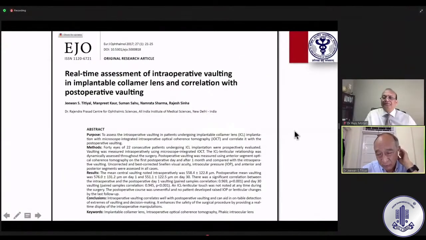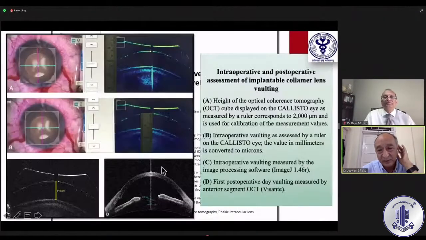The first thing was, when we started using this device with the earlier generation of intraoperative OCT, it didn't have the caliper to measure depth. So we started using it in phakic intraocular lenses, where we could measure the intraoperative vault. In fact, this is one of the first publications in the literature where this system was used to measure the intraoperative vault of ICL lenses. And that gave us a clue how we could measure.